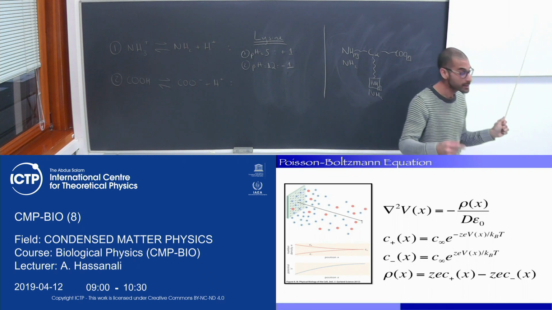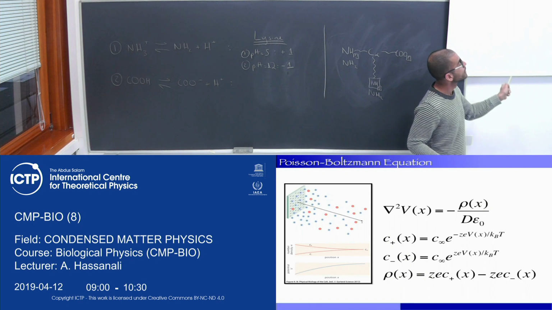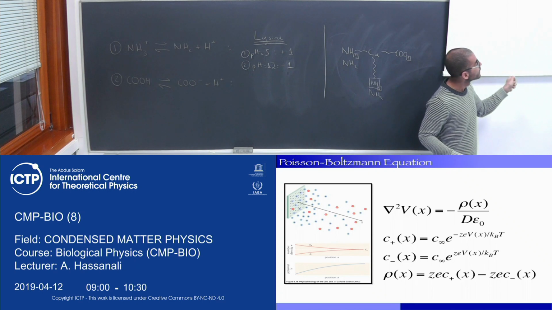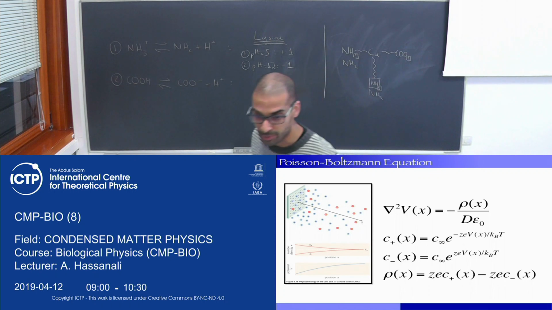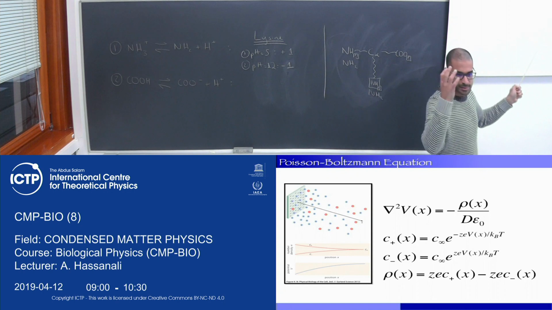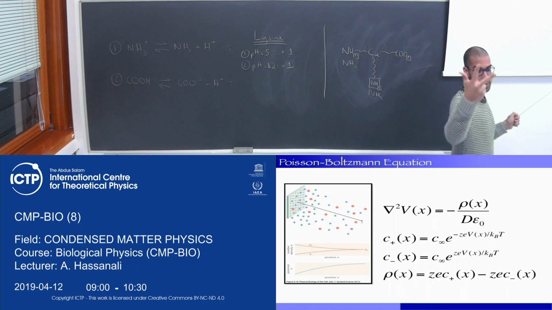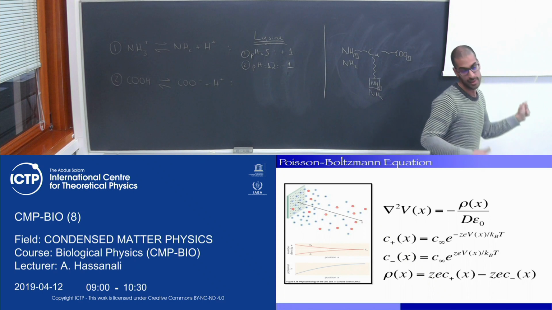And I'm assuming that the distribution of the ions as I move away from the surface is characterized by a Boltzmann distribution in terms of the potential V, where V is essentially the electrostatic potential that's created by the surface. Z here is the valency of the ion. So if it's sodium, it's +1. If it's magnesium, it's +2. If it's chloride, it's -1. And e is just the charge of an electron.